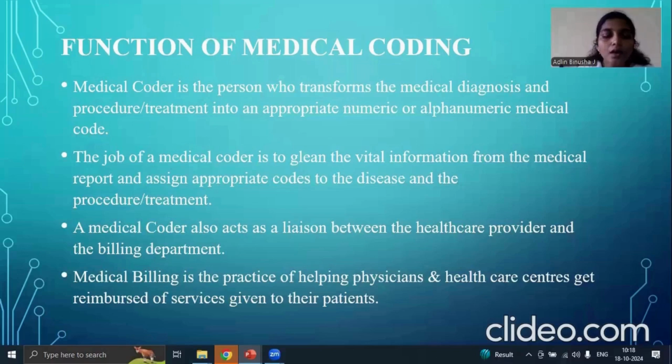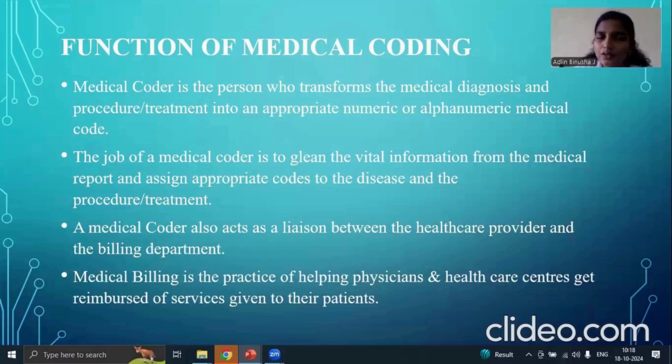The medical biller will assign the amount for each and every diagnosis. For example, a patient with diabetes is taking regular medications every day, taking one or two pills. For each and every medicine, and for consultation, they might also take some laboratory tests, right? For all those, he will assign the amount. This amount will be handed over to the healthcare centers.